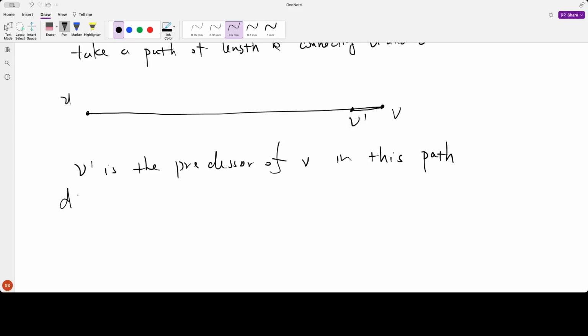And we know that in particular d(u,v prime) is k minus 1. Because there is no way to find another path from u to v prime which has length smaller than k minus 1. If you can, then this path plus the edge v prime v will have length smaller than k, which is a contradiction, because k is the size of the shortest path between u and v. So the distance between u and v prime is k minus 1.